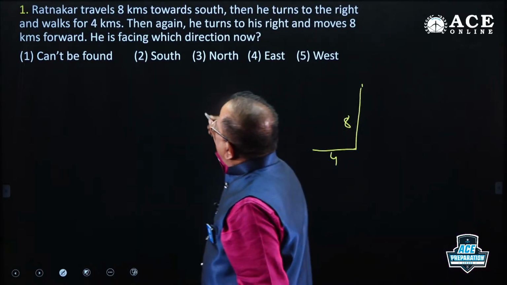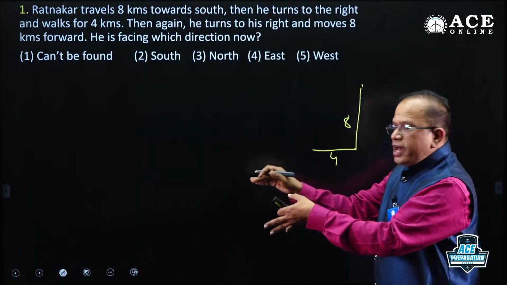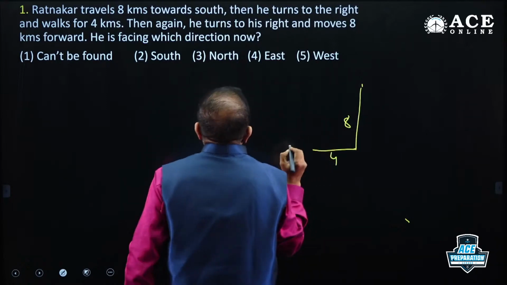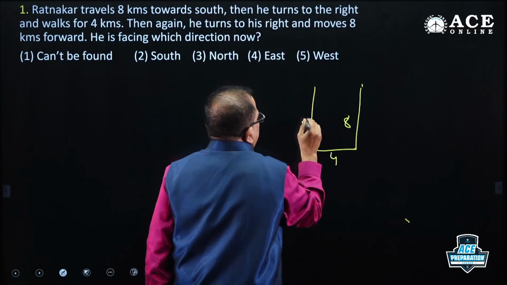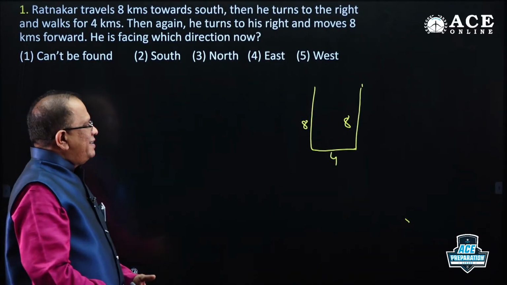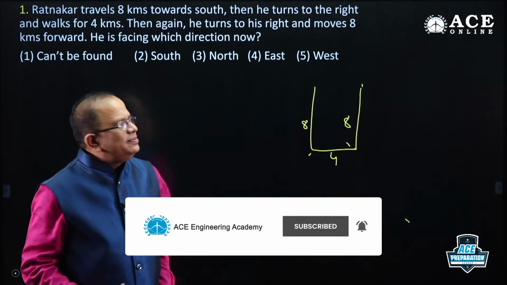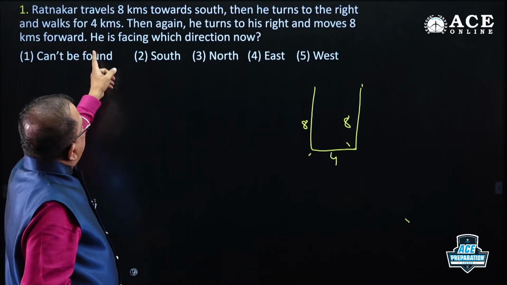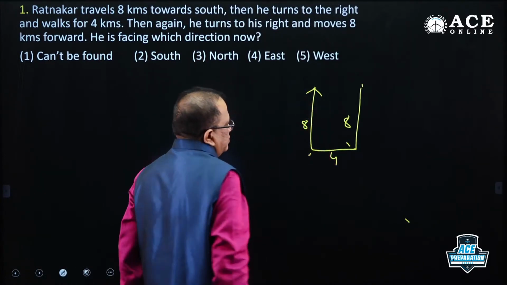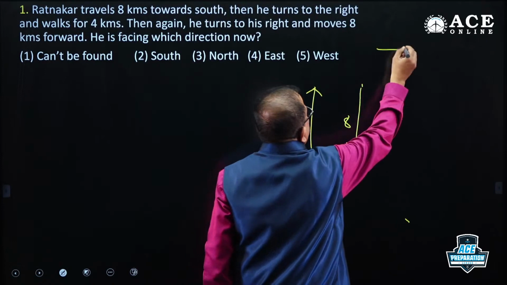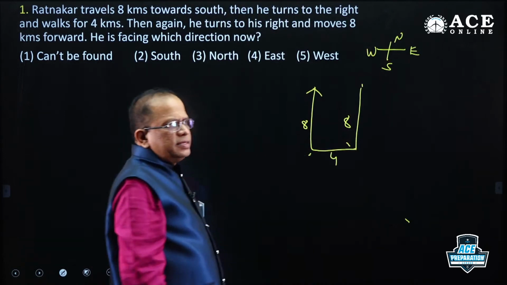Next, what happened? Then again he turns to his right. So when someone is moving from east to west, right means north. So how many? 8. Now you can understand, 90 degrees, 8 and 8, they are at the same level. He is facing which direction now? So easy. Always remember this plus symbol: north, east, south, west. So the answer is north.